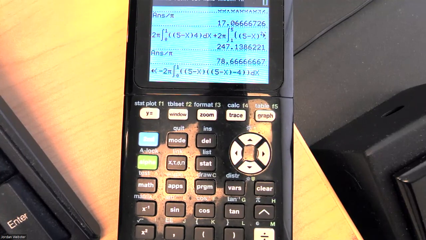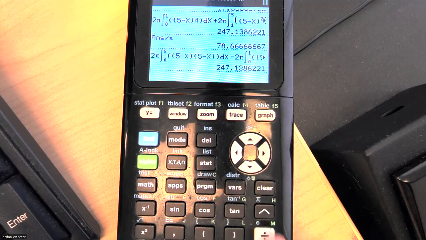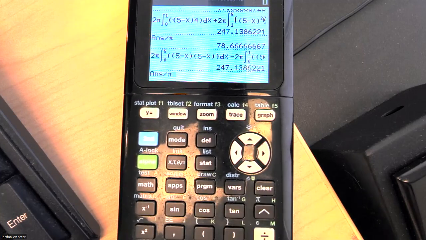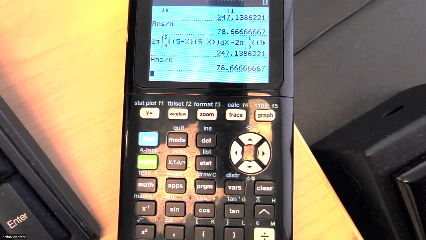Make sure I have all the parentheses in the correct spots. Looks like I do. Hit enter. Sure enough, we get the exact same number, right? $78 2/3 times pi. Any questions about that?